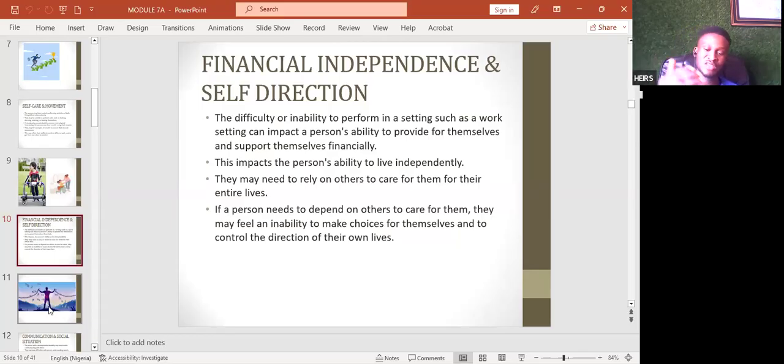Now you have to calculate your life based on the amount of resources provided. So you can't necessarily decide for yourself. You can't decide that, okay, I want to take this, I want to take that. You have to structure your lifestyle into what you have and what the person gives. So this person will need to depend on others for opinions, for directions, for practically everything. So anything that affects financial independence will also affect self-direction and self-independence.